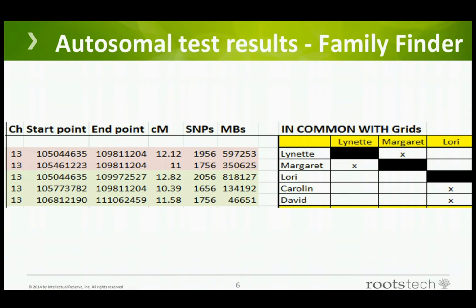So what I have is 2 sets of people. Lynette and Margaret match each other and match me, and Lori, Carolyn, and David match each other and match me. So it's 2 separate projects. So if I want to work on a project, I'll pick either the group of 3 or the group of 2 and say, okay, let's get together, folks. There's 3 of us that have something in common. We have a common ancestor, all 3 of us. Who is that ancestor? And DNA won't tell us. Genealogy has to tell us.